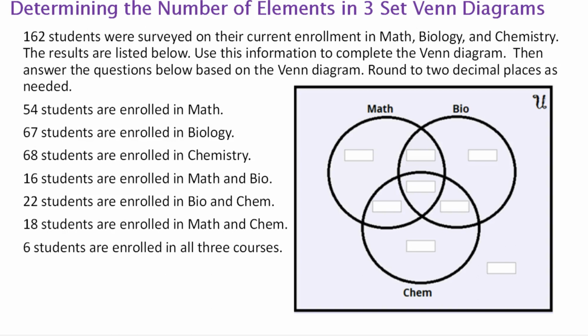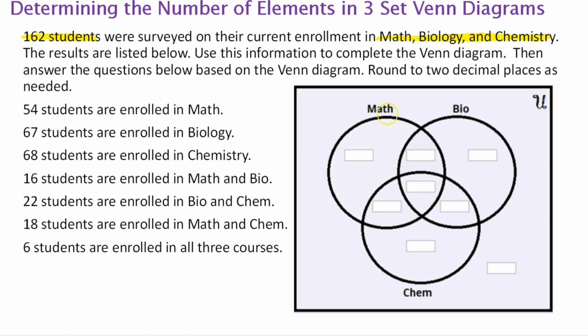In this video, we're going to determine the number of elements in 3 set Venn diagrams. We're going to start by completing this Venn diagram by filling in all the disjoint pieces, and then there'll be some additional questions. So 162 students were surveyed on their current enrollment in math, biology, and chemistry. The results are listed below. Use this information to complete the Venn diagram.